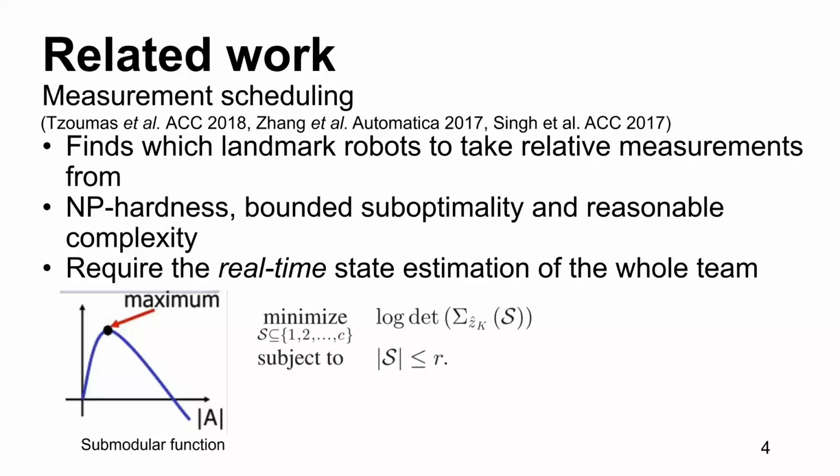The submodular function has a diminishing marginal gain. The previous work mainly made use of the submodular property of the log determinant to propose suboptimal greedy solutions, which come with a non-optimality gap. These methods, however, induce high inter-robot communication cost in the scheduling process. They all require real-time robust state estimations of the whole team in order to do scheduling for one robot.